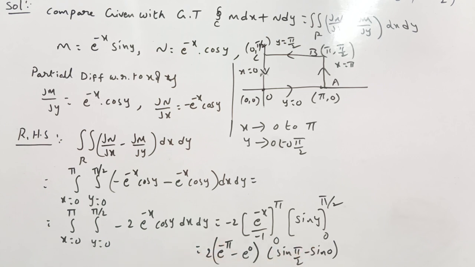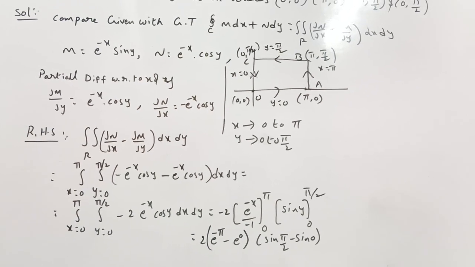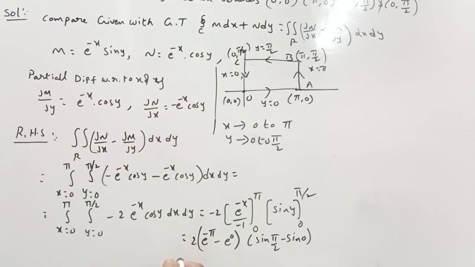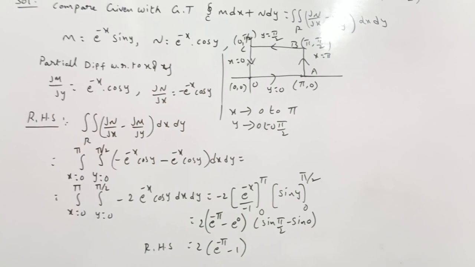So what I get here, e power minus pi is how much? E power minus pi is as it is, and e power 0 is 1. So what I get here is 2 e power minus pi minus 1. This is our right hand side value, RHS. Okay, it's not covered. Okay.